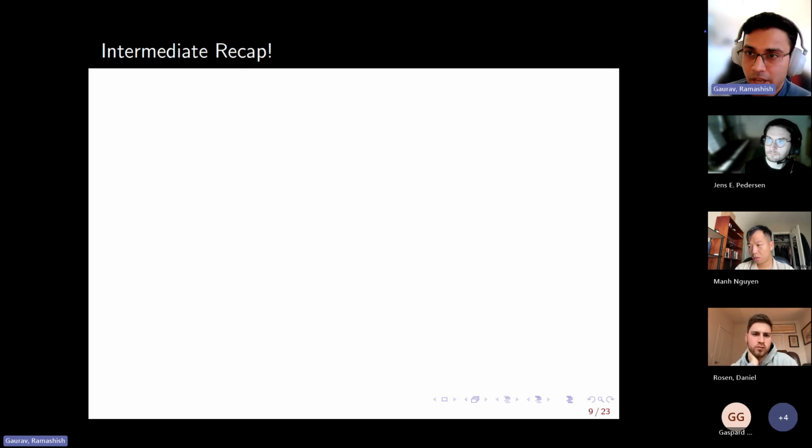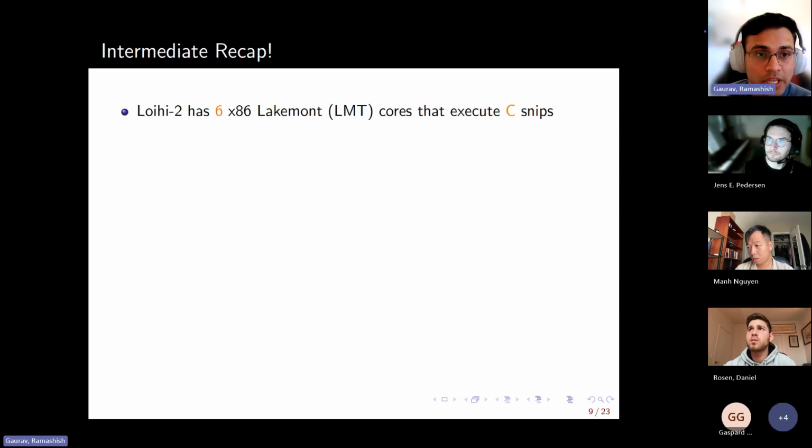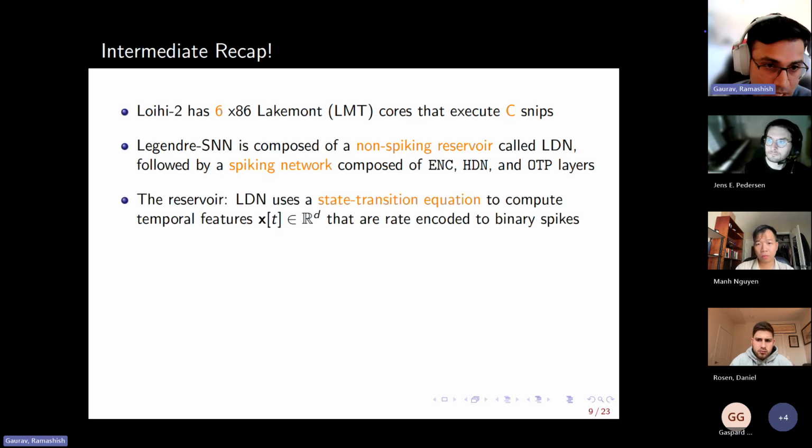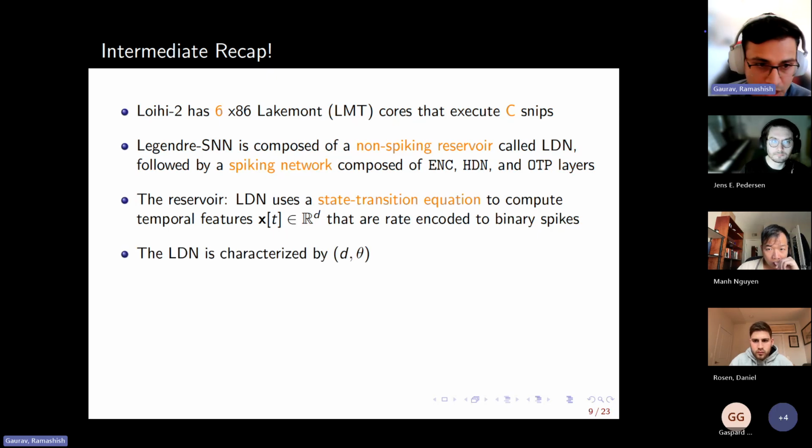Before we move on to the actual Lava implementation, let's do a very brief intermediate recap. The Loihi-2 chip has 6 x86 Lakemont cores that execute classic C code. The Legendre-SNN is composed of a non-spiking reservoir called LDN, followed by a spiking network composed of encoding, hidden, and output layers. The reservoir, that is the LDN, uses a state transition equation to compute the temporal features, that is d-dimensional x_t vectors that are rate encoded to binary spikes.